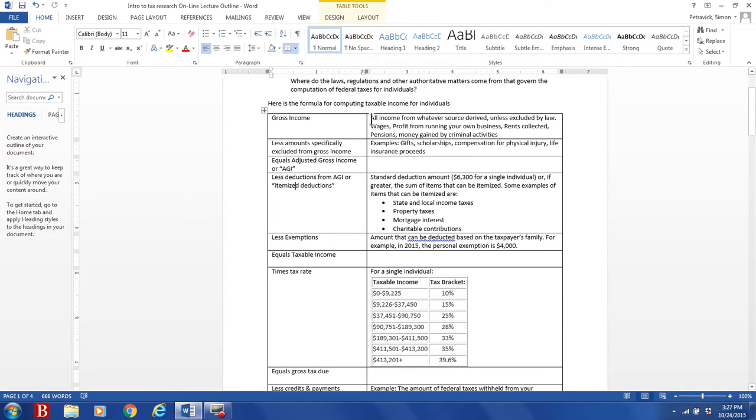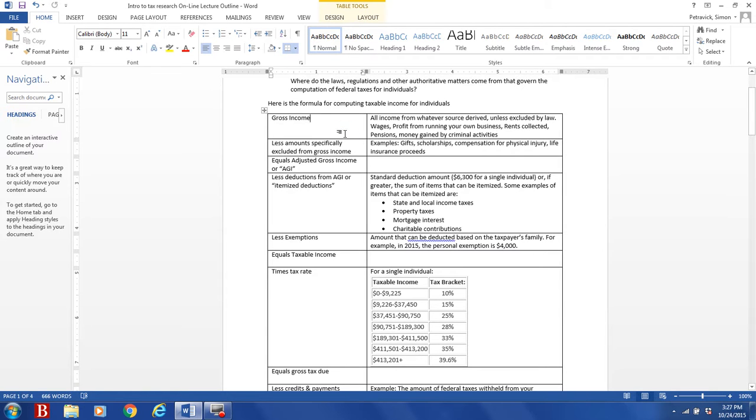Gross income is basically all of your income from wherever it comes from. So I have listed up there some examples. Wages. If you run your own business, the profit from that. If you own apartment buildings or shopping centers, the rents that you collected. Pensions. Even if you engage in crime, right? The money you gain from criminal activities is considered income.